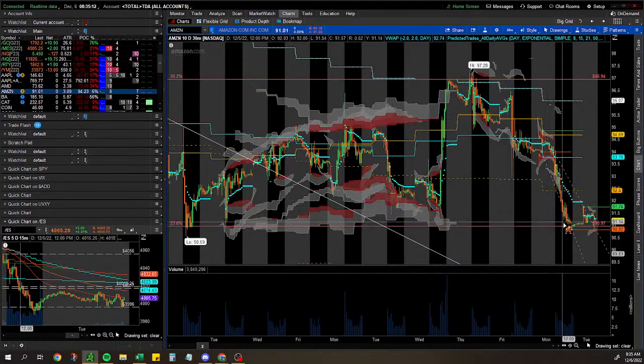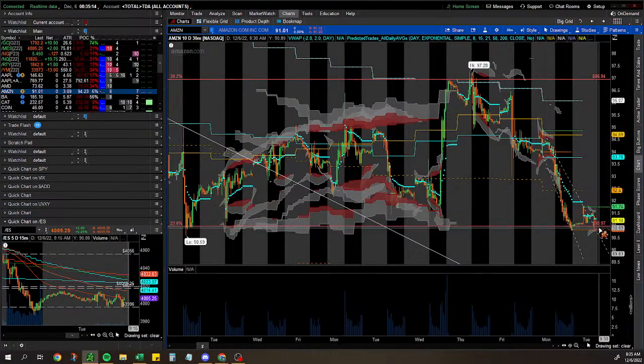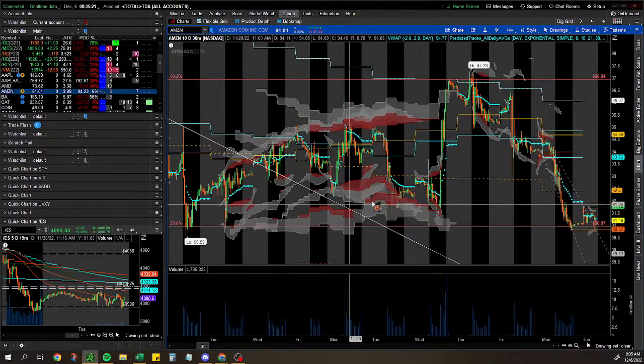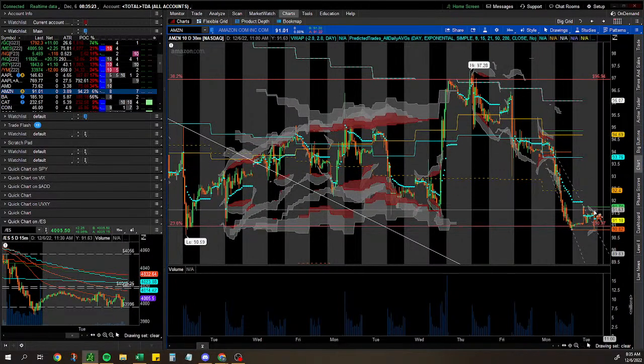Amazon made it back to that 91. So basically looking for yesterday's low, 91, to hold up. You can see it has been support many times. So let's see if it continues to be support.